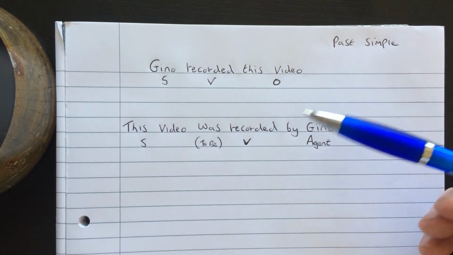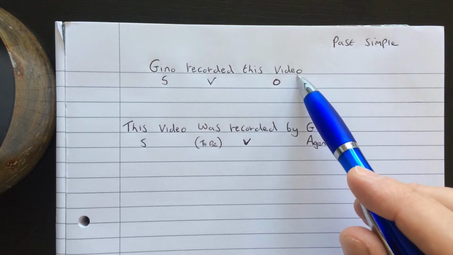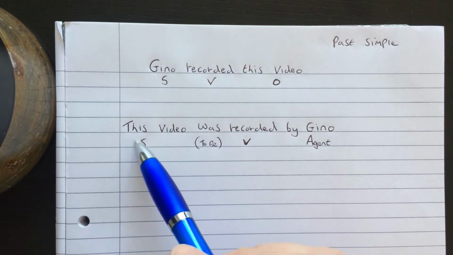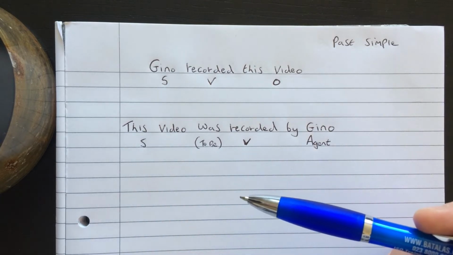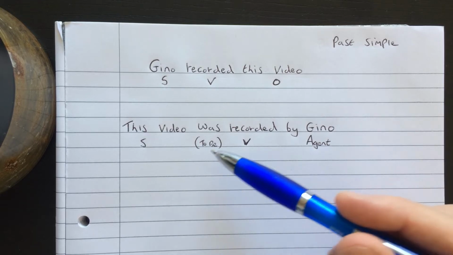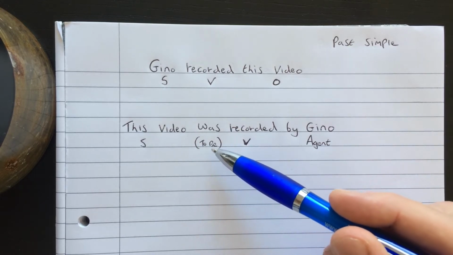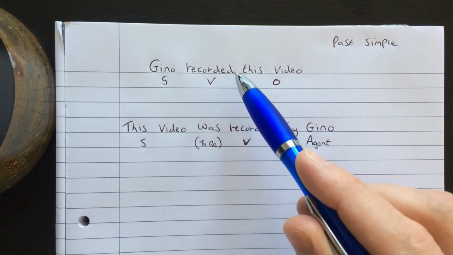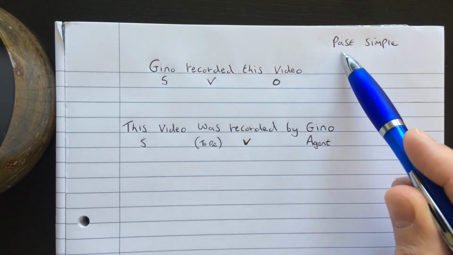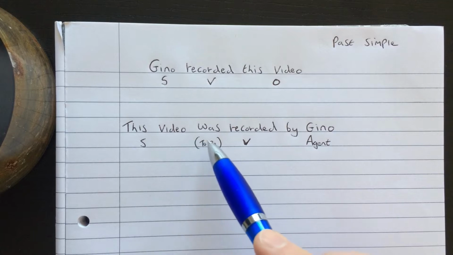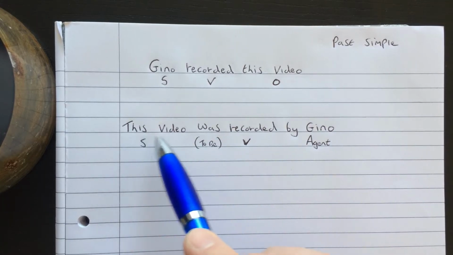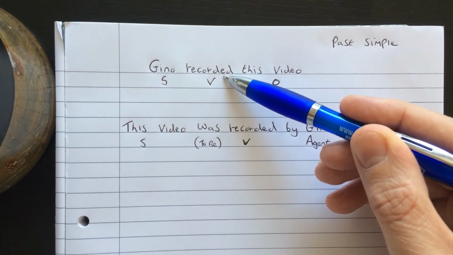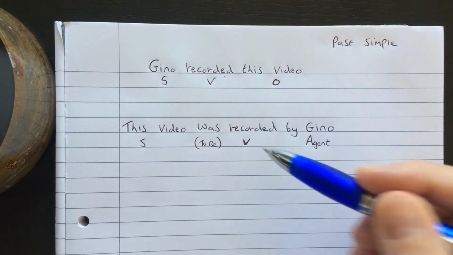Now to change this into the passive voice, we bring the video from being the object into being the subject of the sentence. So this video. Then we need to add the verb to be. Now, we also need to consider the conjugation of the verb to be depending on the tense of the active voice phrase. So we know that this is the past simple. So in this case, the verb to be will be was. So this video was, then the active verb from the active voice phrase will always be in the past participle.